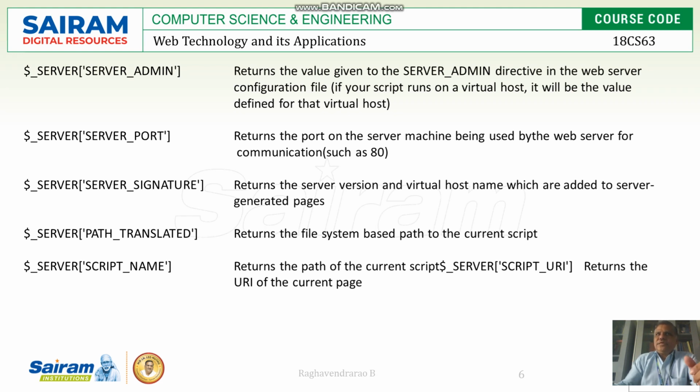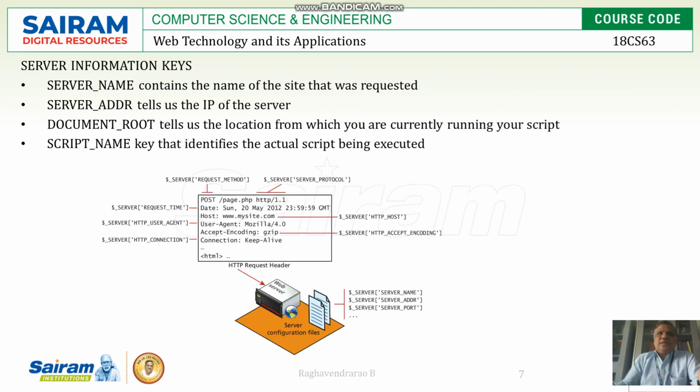These are all the different 27 keys that are there. These things are going to be fetched from the PHP program. So here you can see those things only. Here you can see the server information keys. Okay, there is the server name, server address, document root, script name. So these things you can see here.